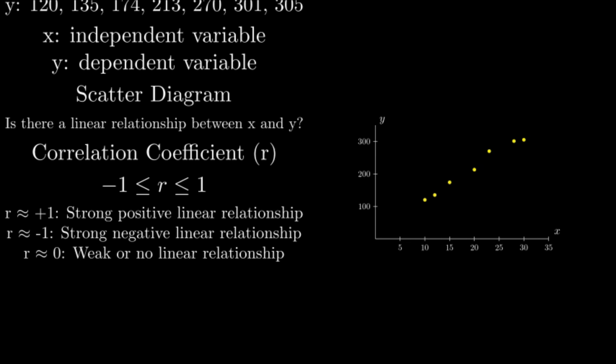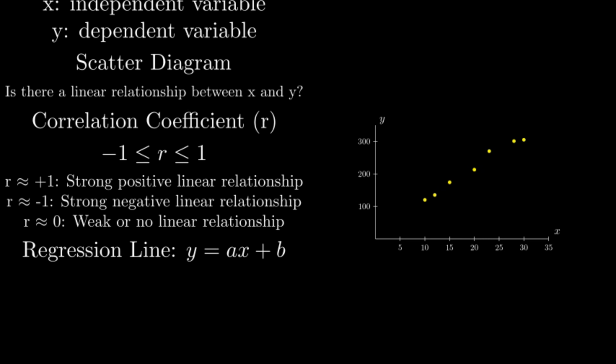When the data does show a linear trend, we can model it with a line. There is a line that best fits our data, known as the regression line. Its equation is in the familiar form y equals ax plus b. This line is the best possible straight-line summary of the relationship between our variables. In our next segment, we'll see how to easily find the values of R, A, and B using a calculator. So to recap, we've learned that regression helps us analyze the linear relationship between two variables using scatter plots and the correlation coefficient.